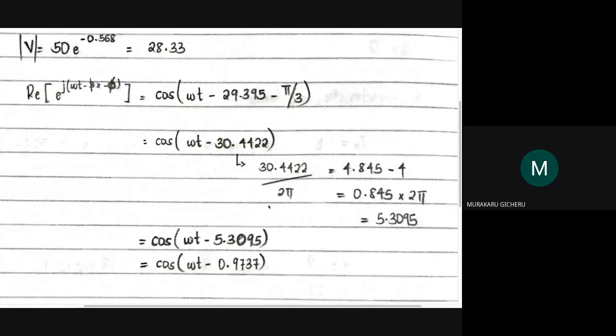So the perimeter of the field is 2 pi, and the distance you have run around the field is this 30.4422. Are we good until there? Are you fine until there? Yes.